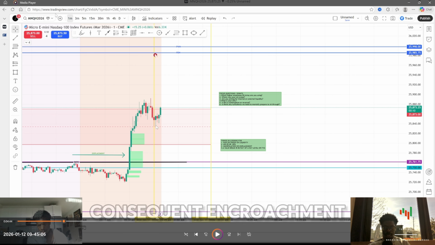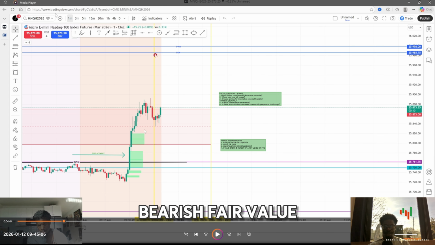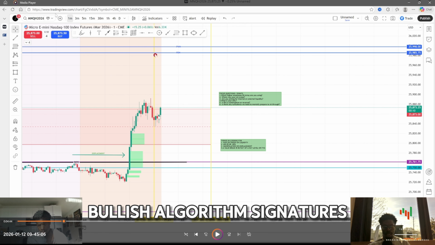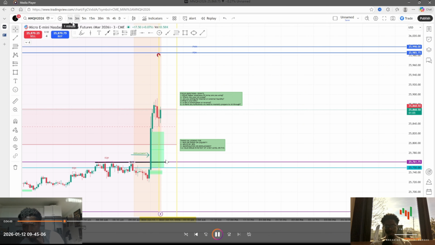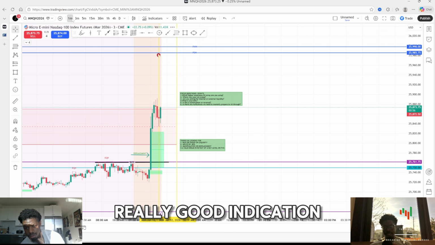We're right here sitting at the consequent encroachment of this inverse bearish fair value gap. And I'm seeing this wicking reaction. I'm seeing these bullish algorithmic signatures. That's really confirming my bullish bias. And I'm really just trying to make sure I wait for a good point to take the buy entry. That is a really, really good indication that the buyers were in.